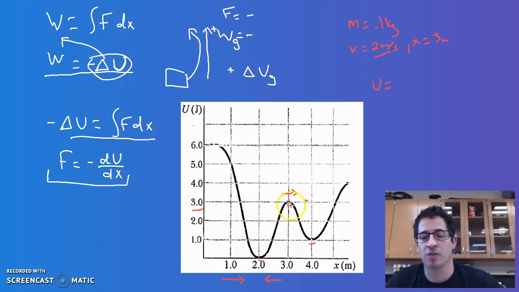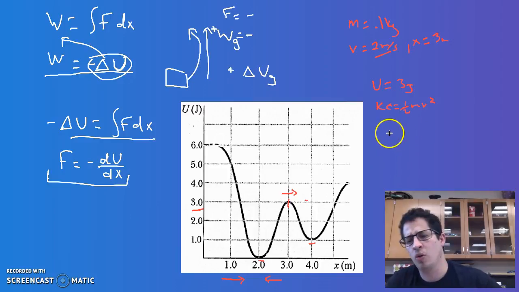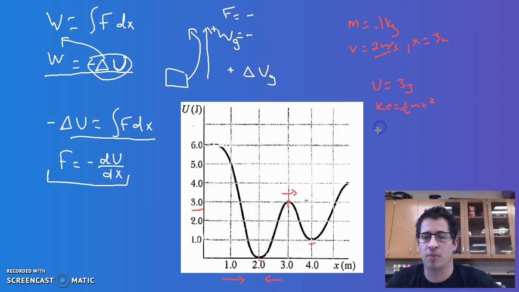given that it's at this position, and we know that to be here it has to have 3 joules of potential energy, and it has some amount of kinetic energy. We calculate 1/2 times mv squared. So then the total energy of this particle, or we'll call it the total mechanical energy, would be the amount of potential energy plus the amount of kinetic energy.